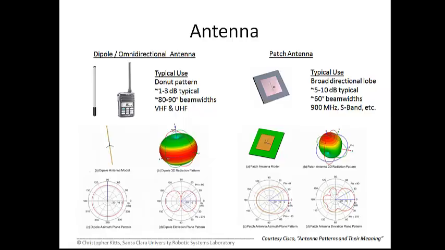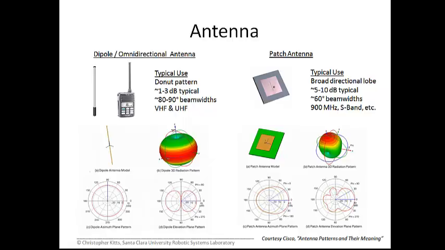So we get this kind of very broad donut pattern. We get very low gains, only 1 to 3 dB, because most of the energy is really spread out nicely, so it doesn't result in a pronounced peak of gain. And because it's spread out so much, we get very wide beam widths, 80 degrees, 90 degrees typical, sometimes even higher. And we often see these antennae being used in the VHF and UHF frequencies. And for us, that means we use this a lot for the ham radio links on board the spacecraft.